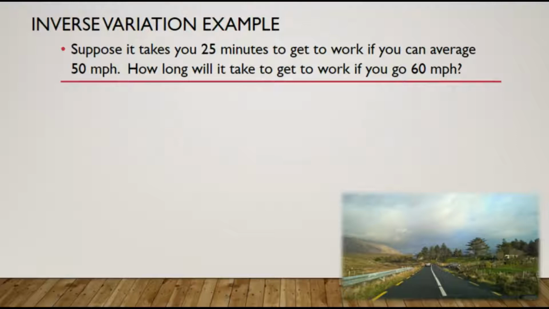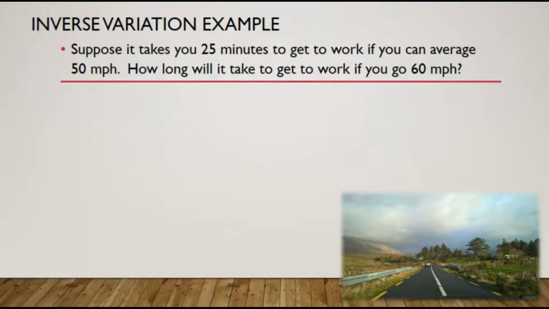Common sense and/or experience would tell you that the time would decrease with an increase of speed. What kind of variation applies to this situation? We're dealing with two quantities, miles per hour, or speed, and time. It seems reasonable that the greater the speed, the less time needed to get to work. If s is the speed of the vehicle and t is time, then as s increases, time decreases.